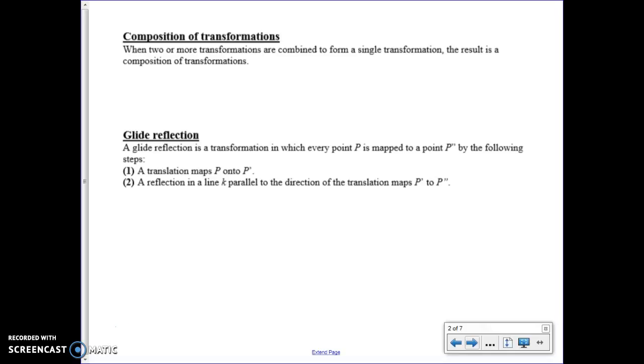One special kind is called a glide reflection. A glide reflection is first a translation and then a reflection. And there are certain rules about the reflection. It has to be parallel to the direction of the translation. Really, you just need to know that term glide reflection. It may ask you to perform a glide reflection, but then it'll tell you what rule you will use.